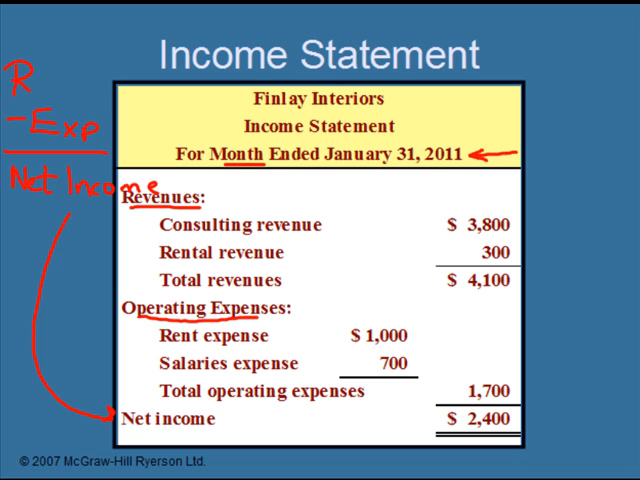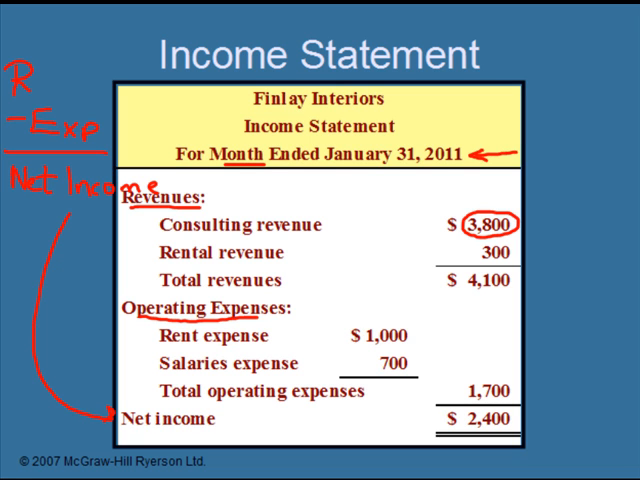So when we look at these two types of revenues, consulting revenue and rental revenue, you can't assume by looking at the income statement that this money has been received. What it tells you is that they did the work. So they did $3,800 worth of consulting work.